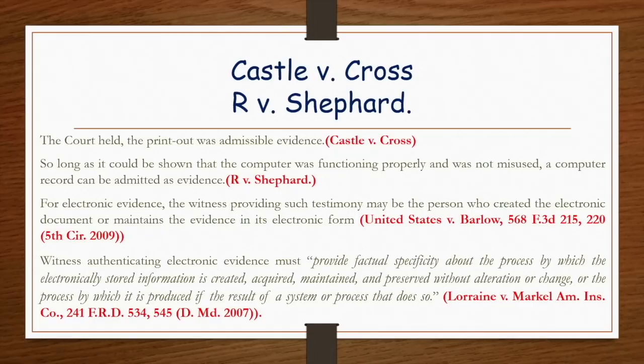In Lorraine versus Markel, a witness authenticating electronic evidence must provide factual specificity about the process by which the electronically stored information is created, acquired, maintained, and preserved without alterations or change, or the process by which it is produced, if the result of a system or process that does so. So we find that in the observation.